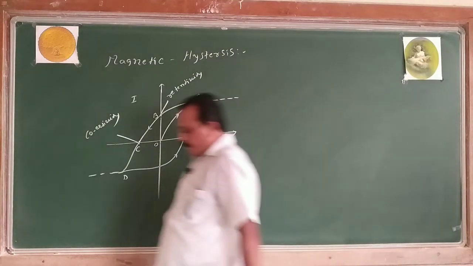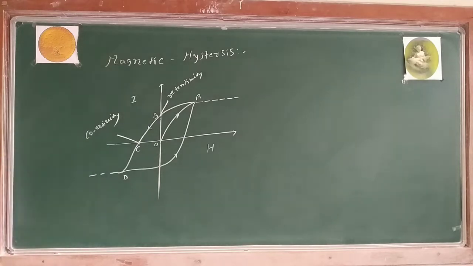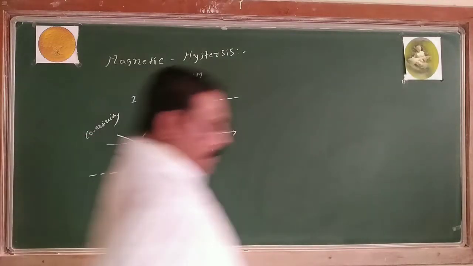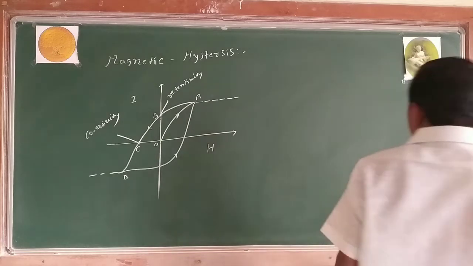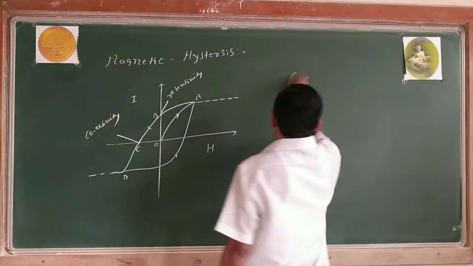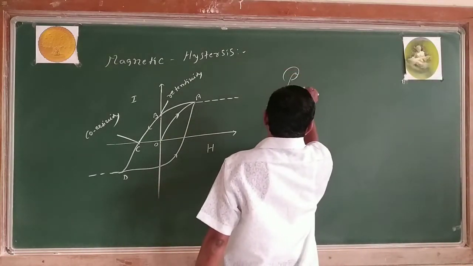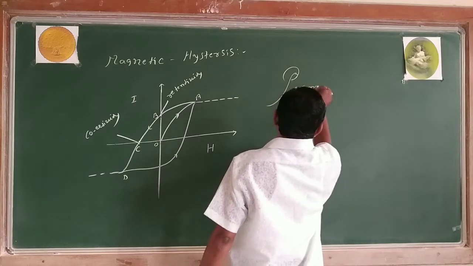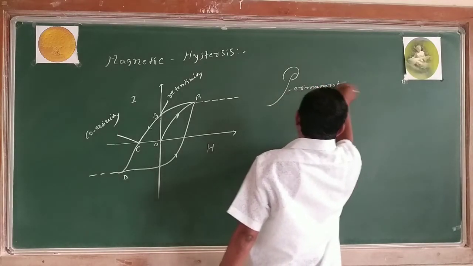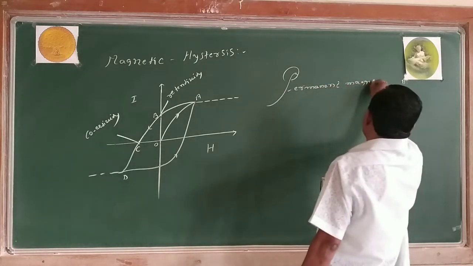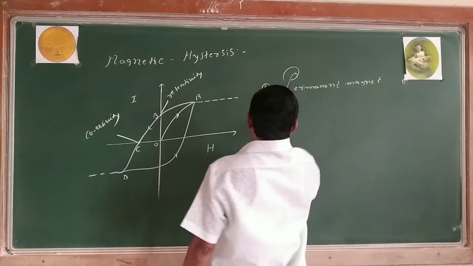By using this magnetic hysteresis curve, by knowing the area enclosed under the I-H curve, we can select the materials for making permanent magnets and temporary magnets. So one is the permanent magnet, and the other is the electromagnet.